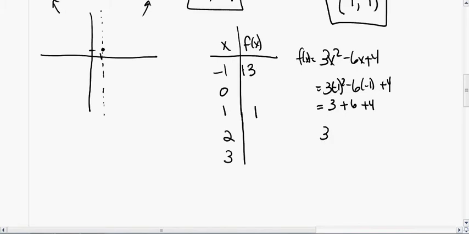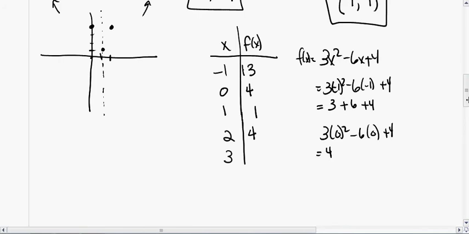Let's plug in 0. So 3 times 0 squared minus 6 times 0 plus 4. 3 times 0 is 0. 6 times 0 is 0. I'm going to end up with just plain old 4. Now I know that 2 is the same distance away from the vertex as 0 is, right? Here's 2. Here's 0. If 0 is 4, I can go exactly on the other side of the axis of symmetry to get my other point on the parabola. So 2 is also going to give me 4.